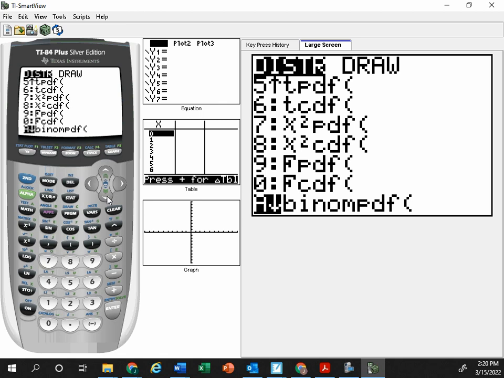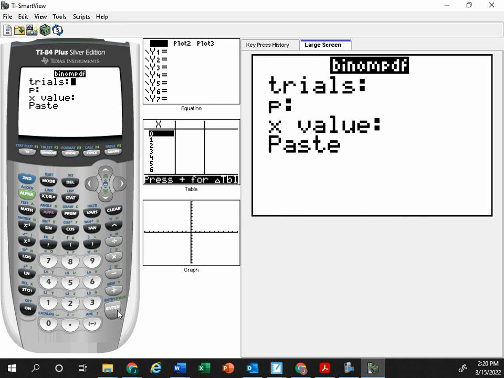Where do we get this? Second bars. And then we're picking Binom PDF. And it leads you through this. So how many trials are there?